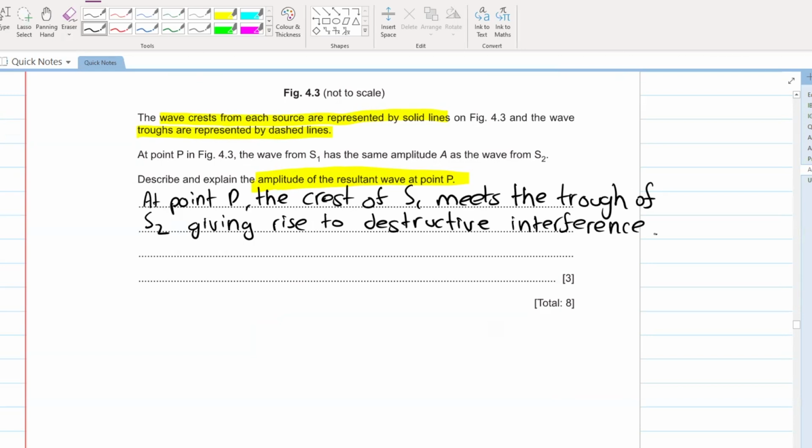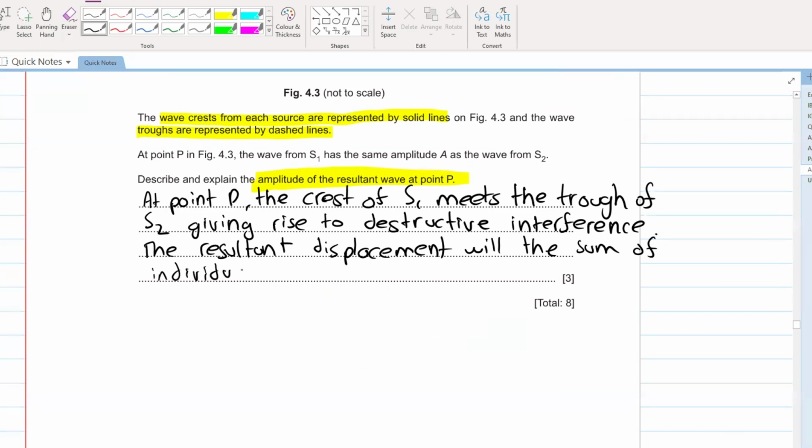The resultant displacement or the resultant amplitude, or you can say the resultant displacement. Resultant displacement I guess will be a better word क्योंकि amplitude I have told earlier as well वो बड़ी specific सी term है. The resultant displacement will be the sum of individual displacements. Perfect.